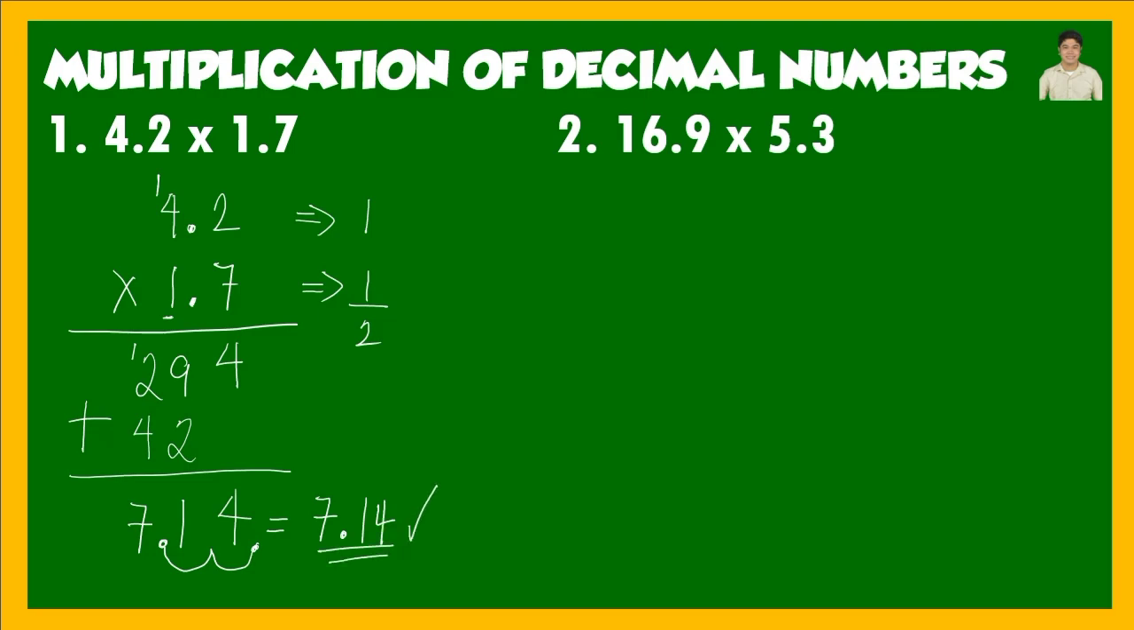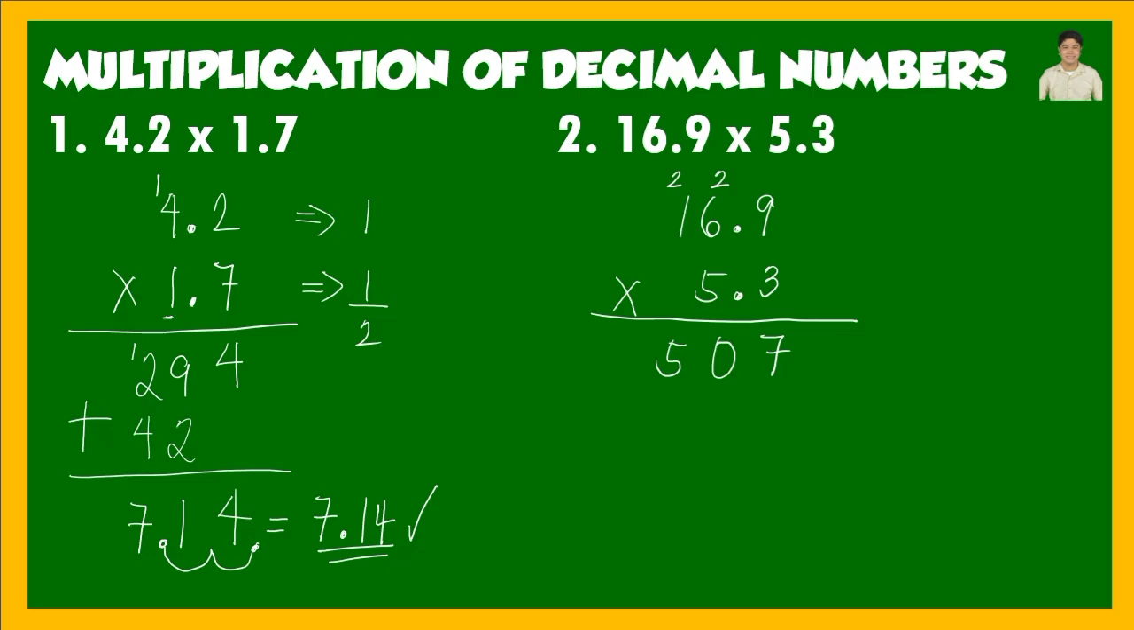Next, we have 16.9 or 16 and 9/10 times 5.3 or 5 and 3/10. So, we have 16.9 times 5.3. So, multiply na. 9 times 3, that is 27. So, we write 7 and then carry 2. 6 times 3, that is 18, plus 2, 20. So, sulat lang natin 0, and then carry 2. 1 times 3, we have 3, plus 2, 5.